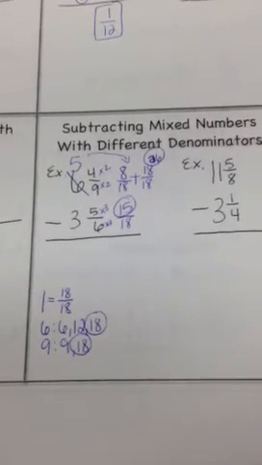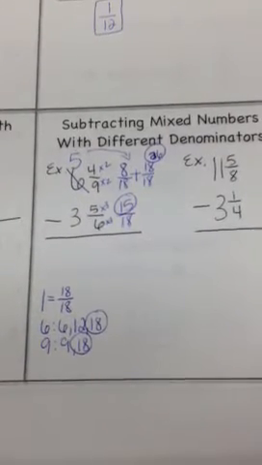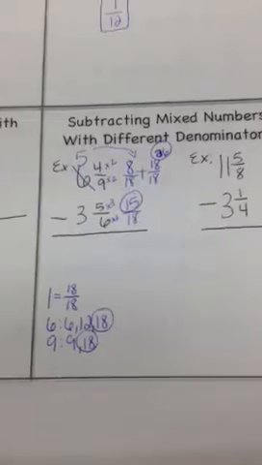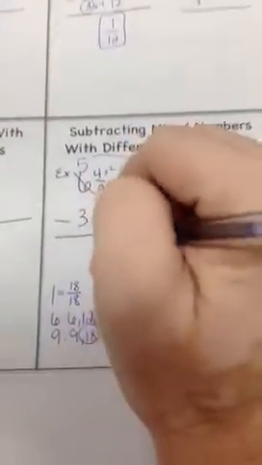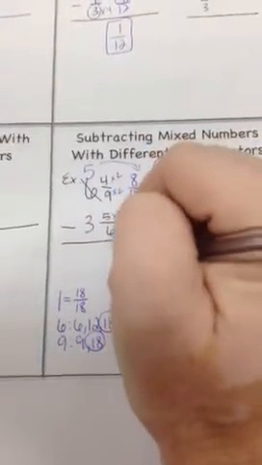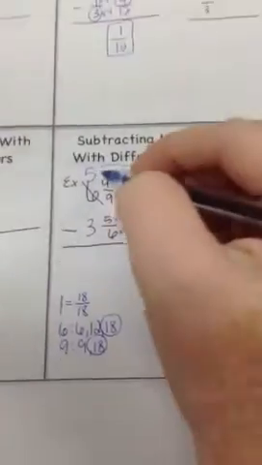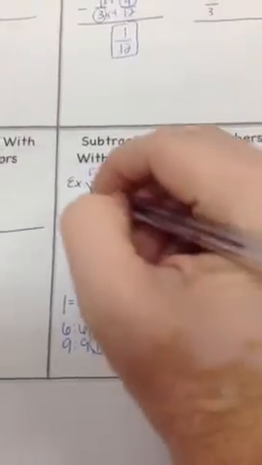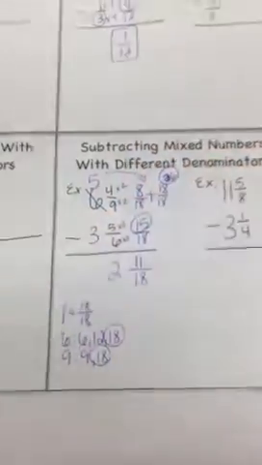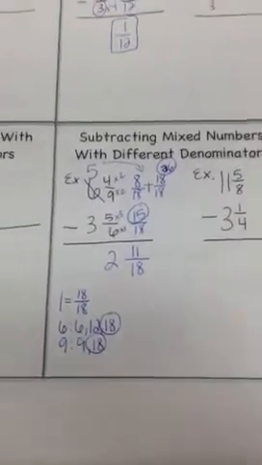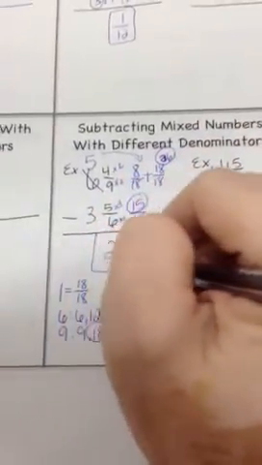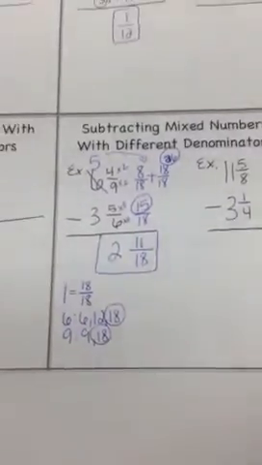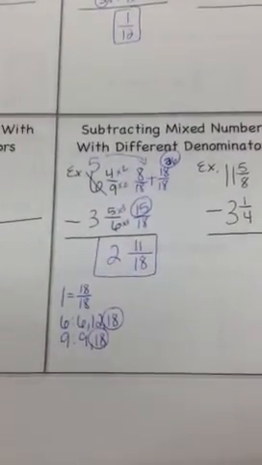I added on 1 whole amount, which was 18/18. So 26 minus 15 is 11 out of 18. Now I subtract my whole numbers. 5 minus 3 is 2. And now I have a mixed number. 11/18 is as low as it can go.